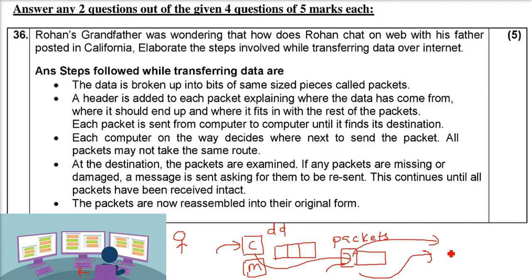But since the destination is fixed, it goes to a proper location. All these packets may take different paths, but they go to the same destination. They may not take the same route.